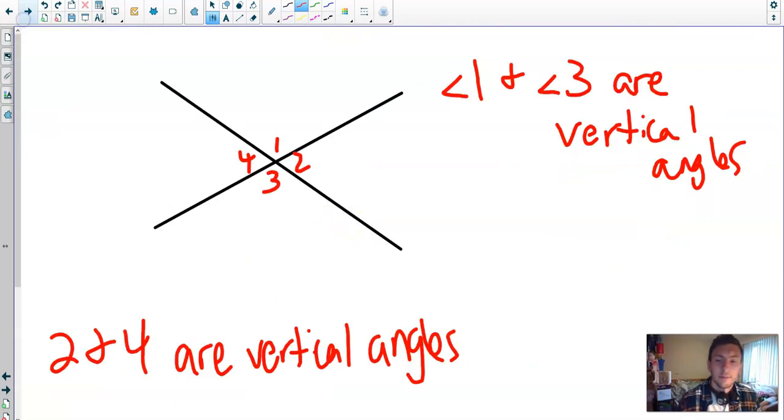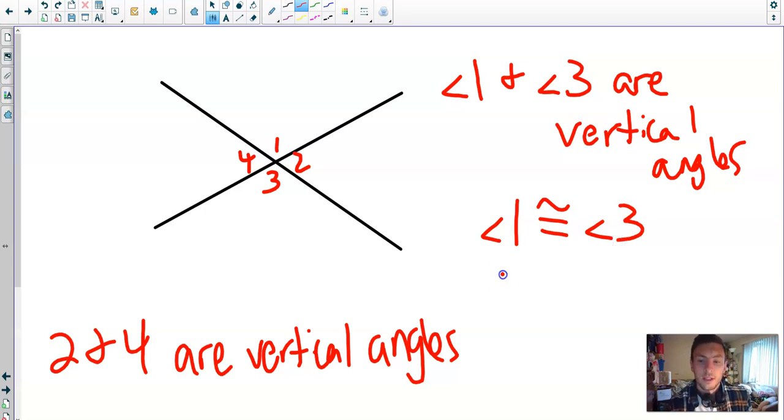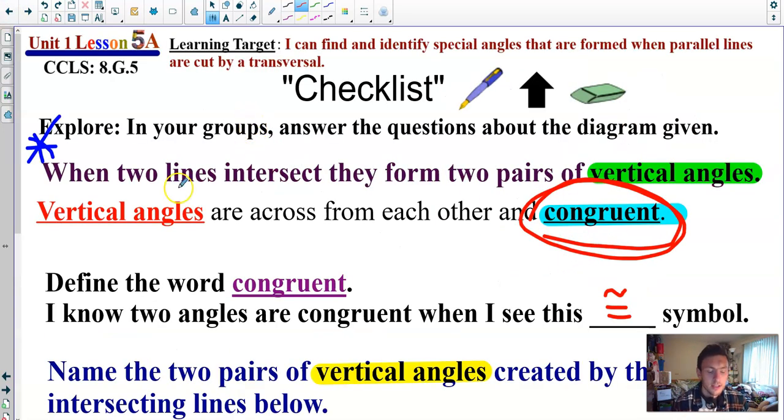So in my example that I just did, I can say that angle 1 is congruent to angle 3. So don't get confused if you see that. If you want to write angle 1 is equal to angle 3, that's fine also. But this sign means congruent. So here's an example.